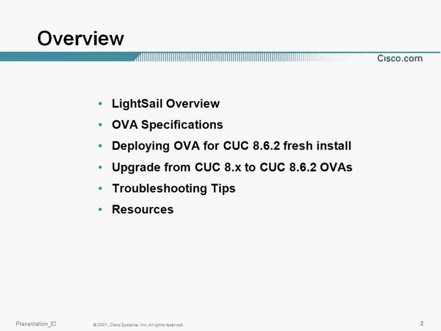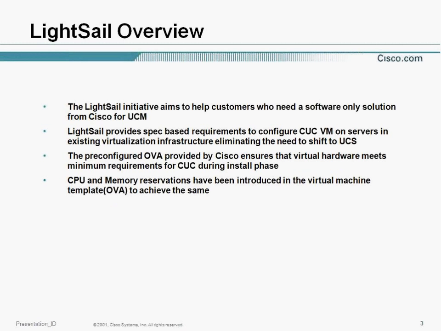Continuing to the next slide, LightSail overview. Cisco supports two different models for Unity Connection applications on virtual machine hardware: TRC configurations for customers who want a packaged solution from Cisco that is pre-engineered for a specific deployment scenario, and spec-based support intended for customers who wish to use their own hardware standards. The LightSail initiative aims to help those customers who need a software-only solution from Cisco for Connection.